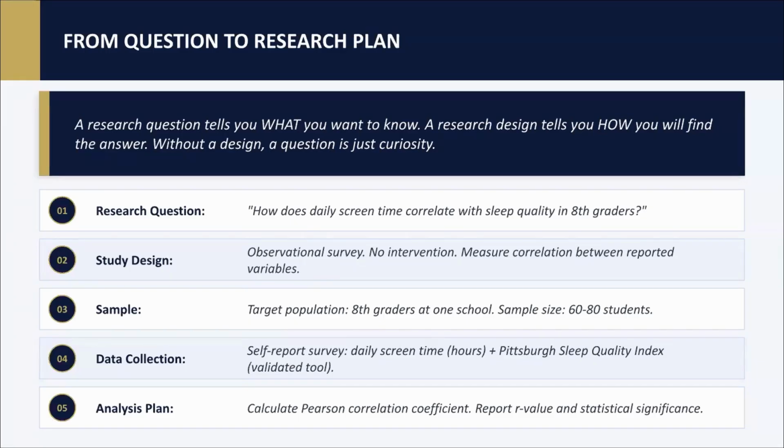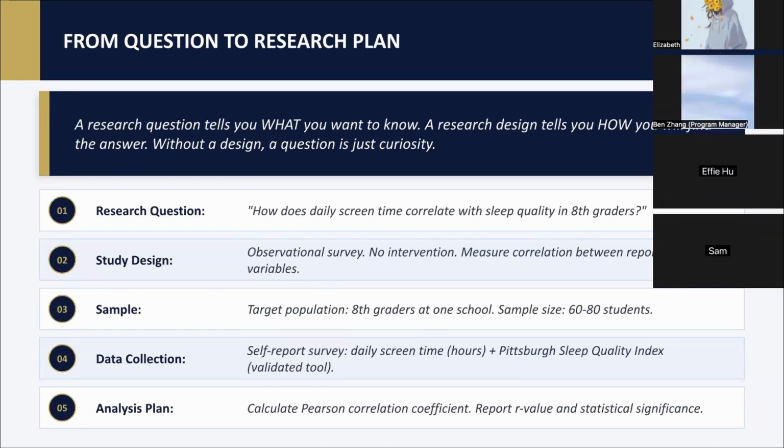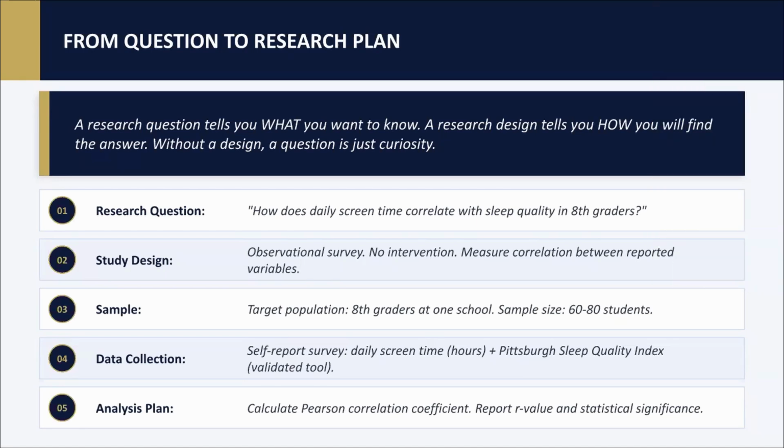So, number 1, research question. How does daily screen time correlate with sleep quality in 8th graders? And then number 2, study design. Observational survey. There should be no intervention, and it should measure correlation between reported variables. And then number 3, sample. The target population is 8th graders at one school, and the sample size is 60 to 80 students.